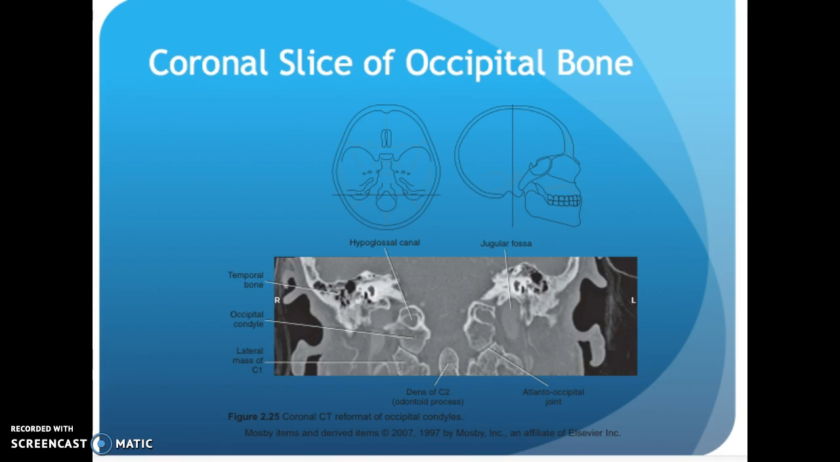Looking at a coronal slice of the occipital bone, this is a CT scan. We have the hypoglossal canal on either side here. Your jugular fossa, there's some contrast in there so you can actually see the jugular fossa quite nicely. Your atlanto-occipital joint with your dens sticking up right there. This is your lateral mass of C1 and your occipital condyle. Your temporal bone is here, and those are the mastoid air cells within it.